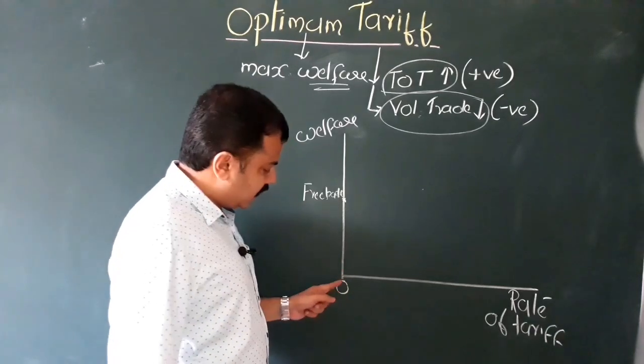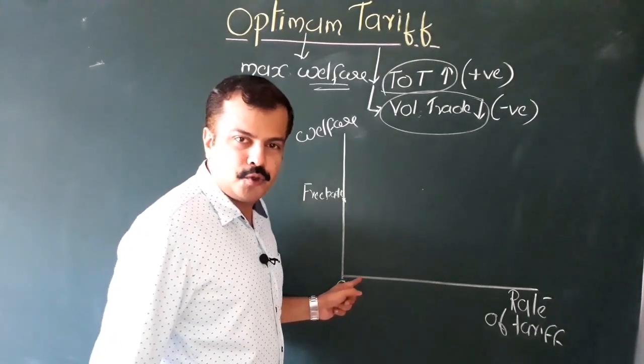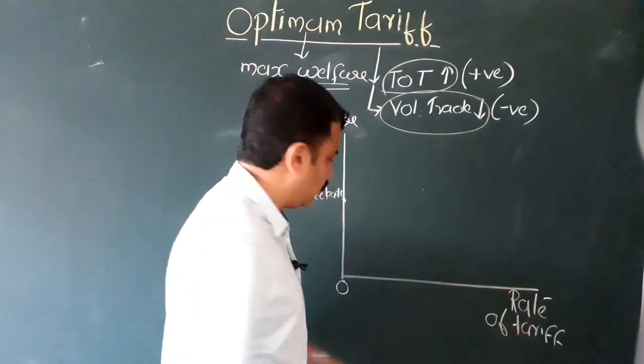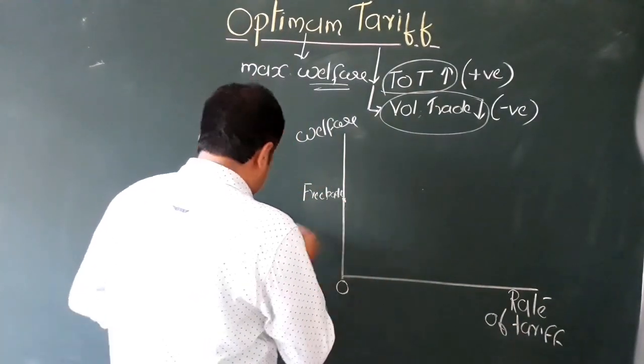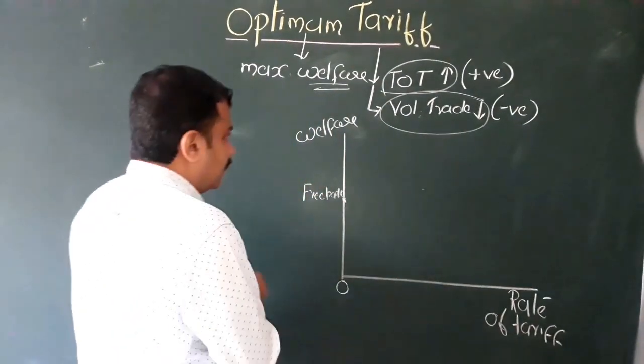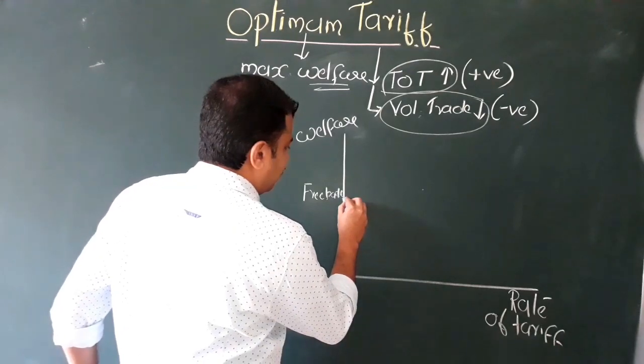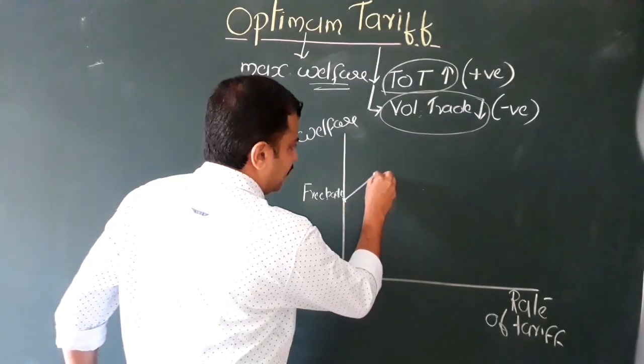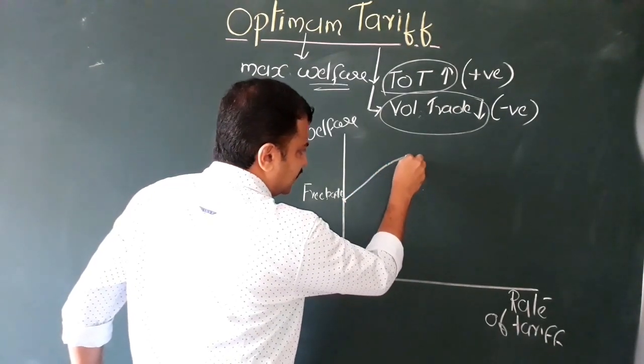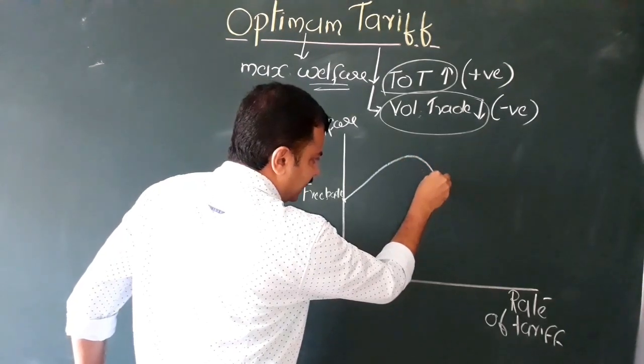So, at 0 rate of tariff, we have free trade, and this country starts imposing tariff from 0.1%, 0.2%, 0.3%, and so on. So, the welfare will increase, welfare will increase, welfare will increase. It will reach a maximum, then it will decline.